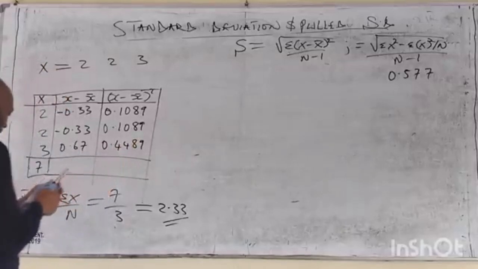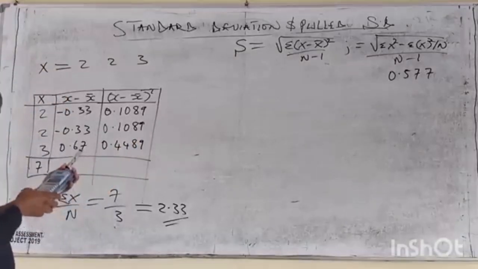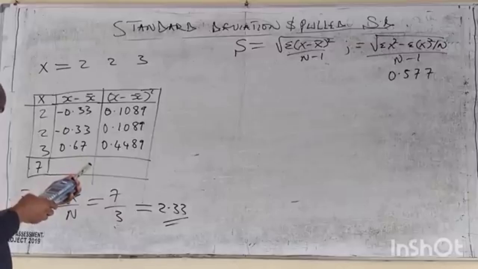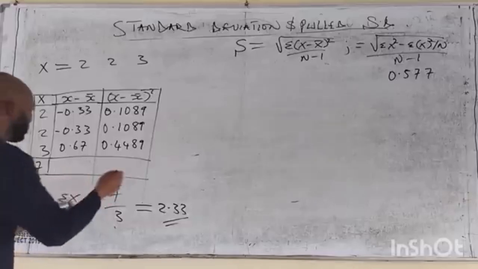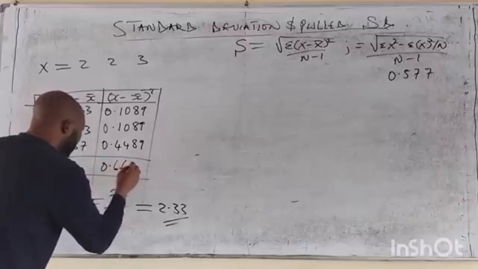The summation of that is 0.1089 plus 0.1089, 2 cases, plus 0.4489, which is equal to 0.6667.